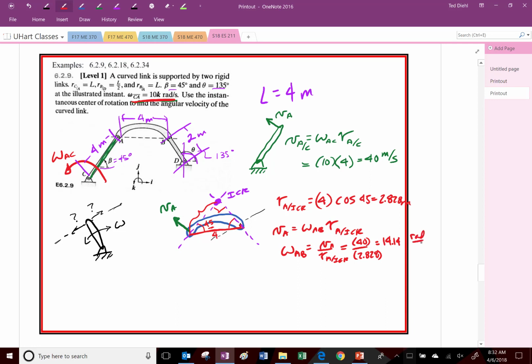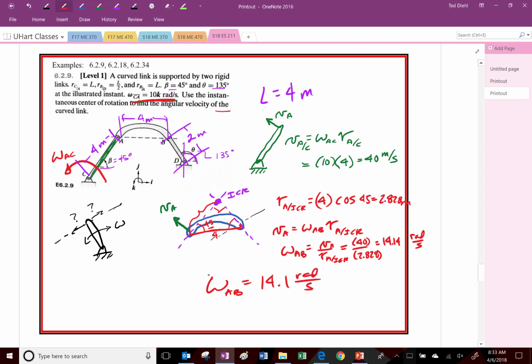Yeah, I need to use my space better. And I think that's what they're asking: use the instantaneous center of rotation to find the angular velocity of the curved link. Okay, so that's what we found. Omega AB is equal to 14.1 radians per second.